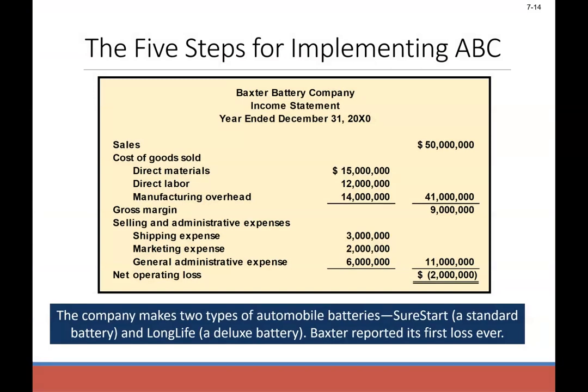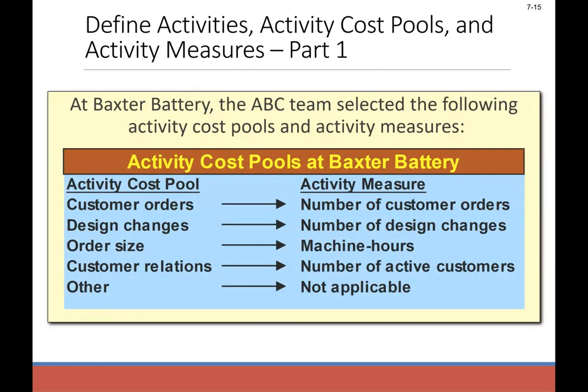So, the company in this scenario, Baxter, makes two types of automobile batteries. Sure Start is a standard battery and Long Life is a deluxe battery. Baxter has reported a loss on this balance sheet. So you see the sales of $50 million, the cost of goods of $41 million, the gross margin of $9 million, various expenses with a $2 million loss.